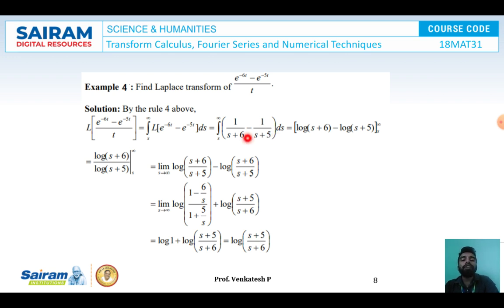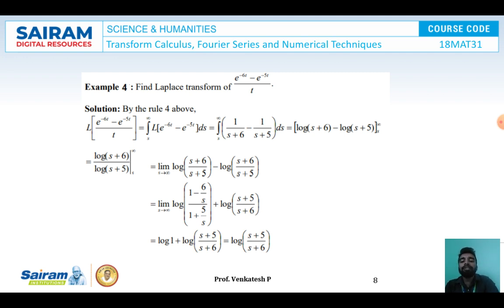After integration, we will be getting log of s plus 6 minus log of s plus 5 with the limit s to infinity. By applying the log a minus log b formula, we will be getting log of a by b form, that is log of s plus 6 by s plus 5 with the limit s to infinity. So applying the upper limit, we got the limit s tends to infinity of log of s plus 6 by s plus 5, minus log of s plus 6 by s plus 5 for the lower limit.